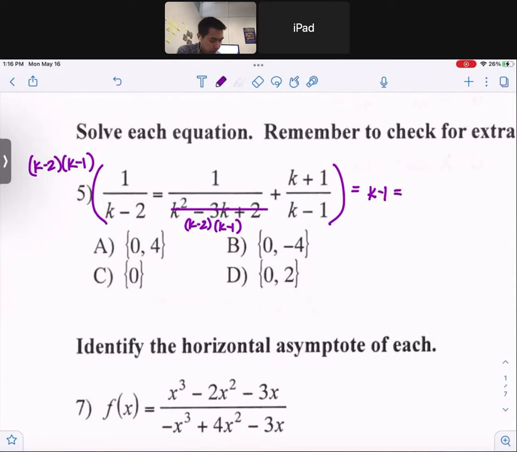So when you multiply this by this, the k minus 2 and k minus 1 cancel, so all we're left with is 1 up top. So this equals 1. And then this times this, the k minus 1's cancel, so all that's left is k minus 2 times k plus 1.